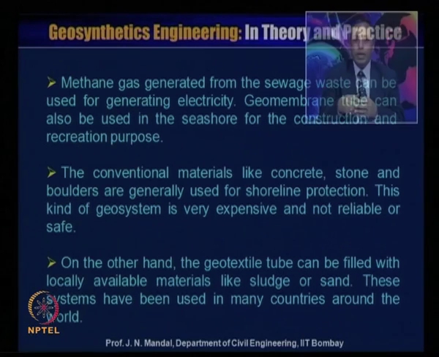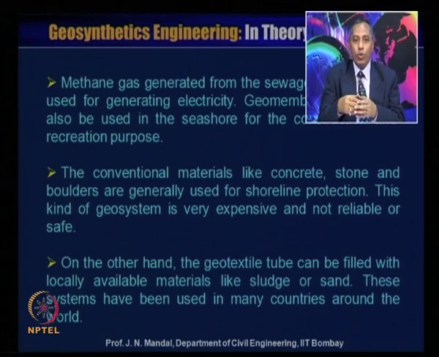Conventional materials like concrete, stone and boulders are generally used for shoreline protection. This kind of geosystem is very expensive and not reliable or safe. On the other hand, the geotextile tube can be filled with locally available material like sludge or sand. This system has been used in many countries around the world.